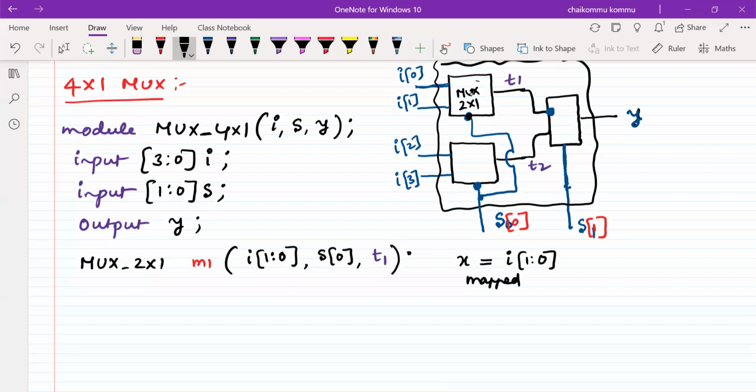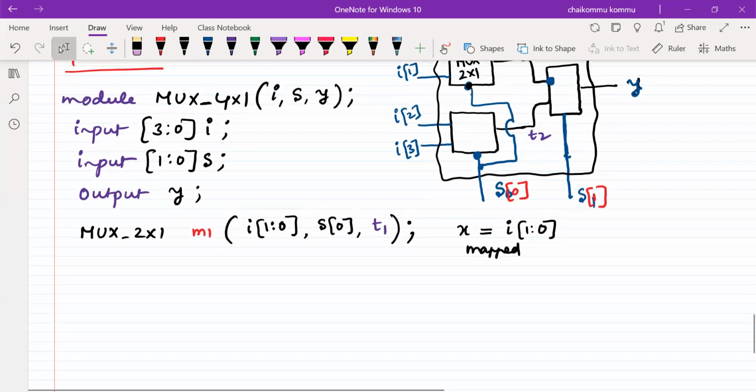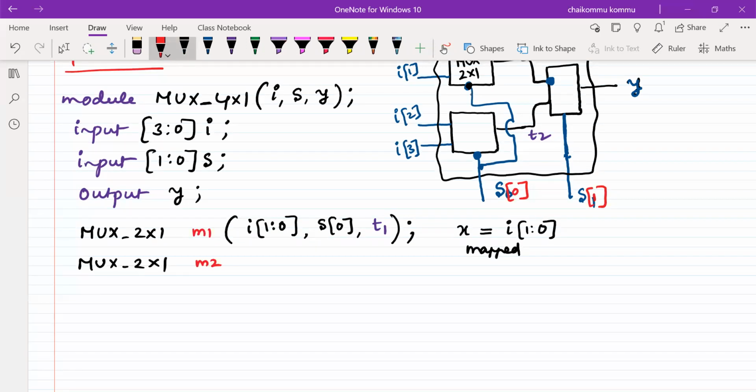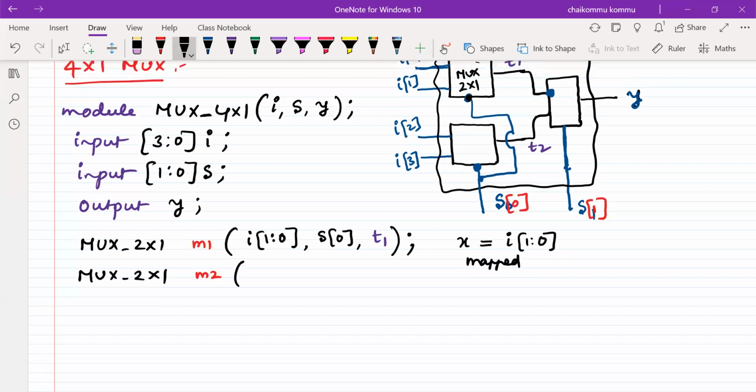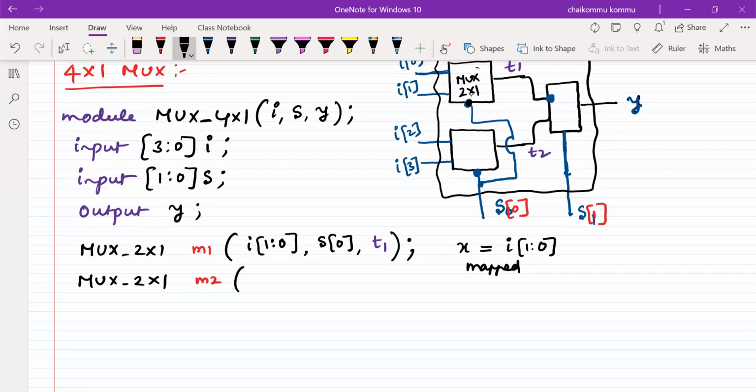I hope you understood this concept. Now we have another multiplexer. Write another multiplexer, mux_2x1. The name is M2. Okay, we start. For this one, what is the notation that I have to use?